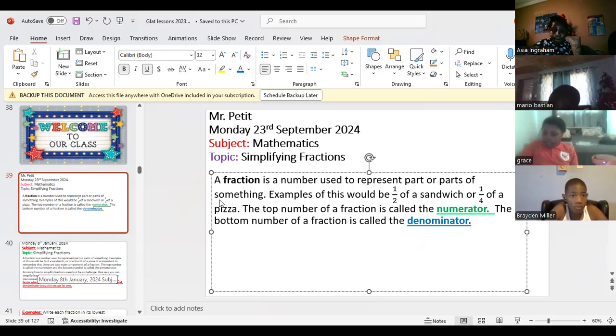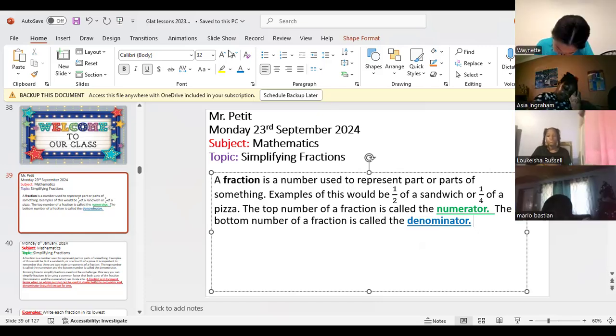Brandon Miller, are you writing this down? Or Braden Miller, are you writing this? Okay, good. Quickly write this down because we're almost moving on from this slide.